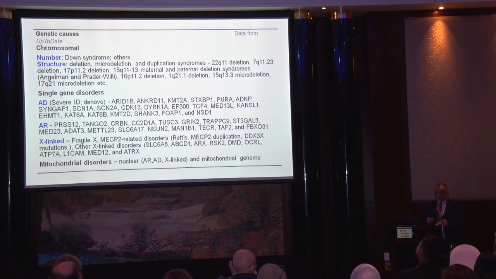So if you go to single gene disorders, if you look at the autosomal dominant, there will be severe intellectual disability in these children. So when you're looking at severe intellectual disability, one of the things you can consider from the genetic point of view would be autosomal dominant inheritance. Some of these children also have craniofacial dysmorphism.